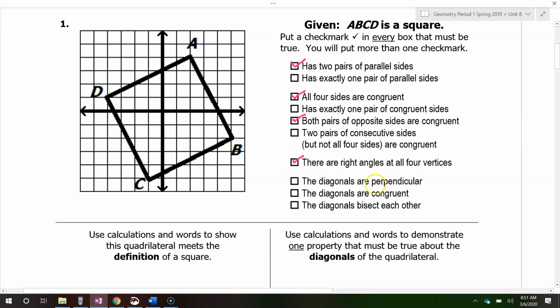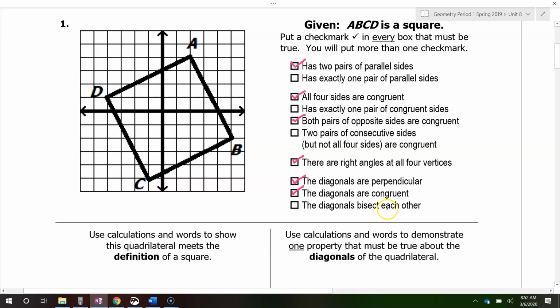The diagonals are perpendicular. Am I going to check that? Yeah, because it's a rhombus, and that's one of the properties of a rhombus, that diagonals are perpendicular. The diagonals are congruent. Are we going to check that? Yes, because of the properties of a rectangle. If you look at the chart we just did, rectangles have congruent diagonals, and a square is a rectangle.